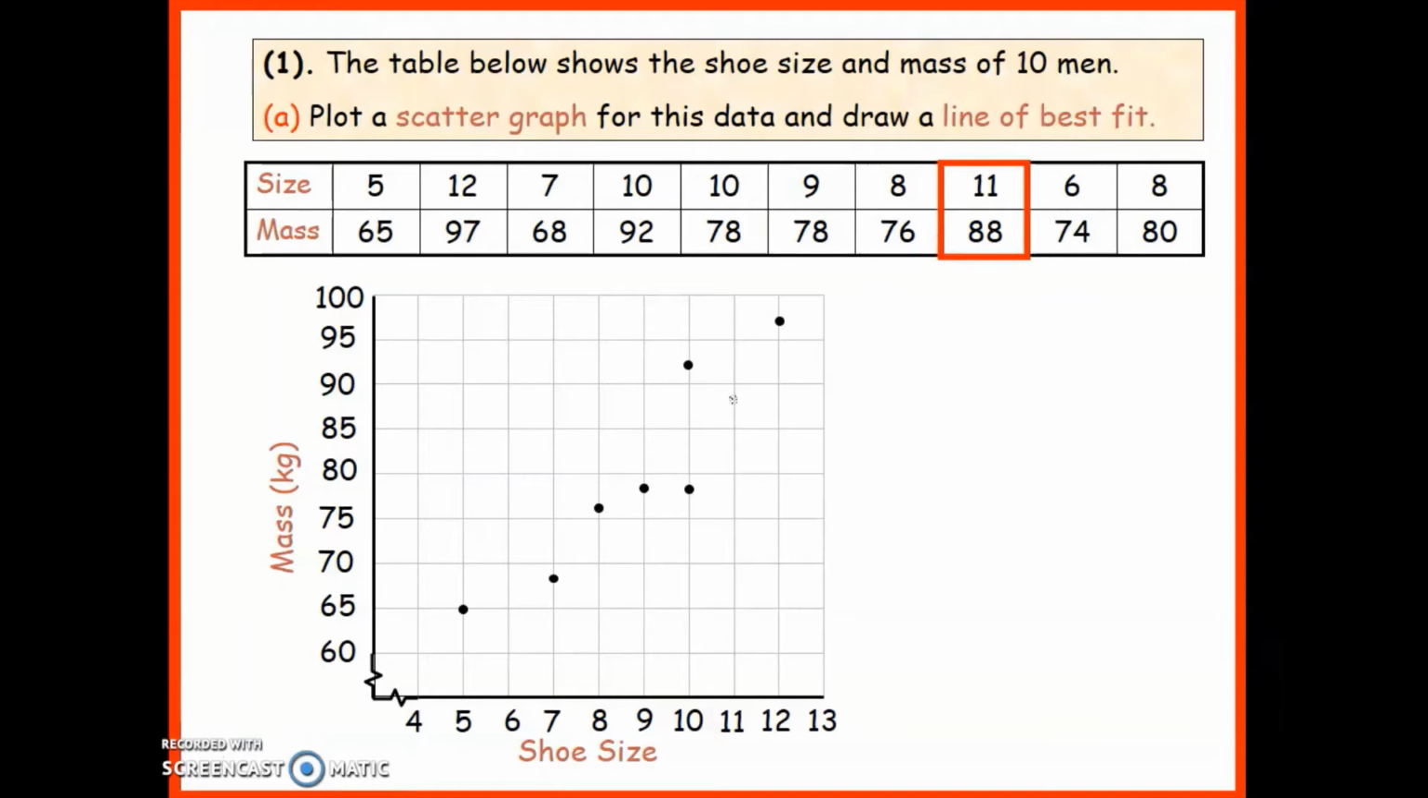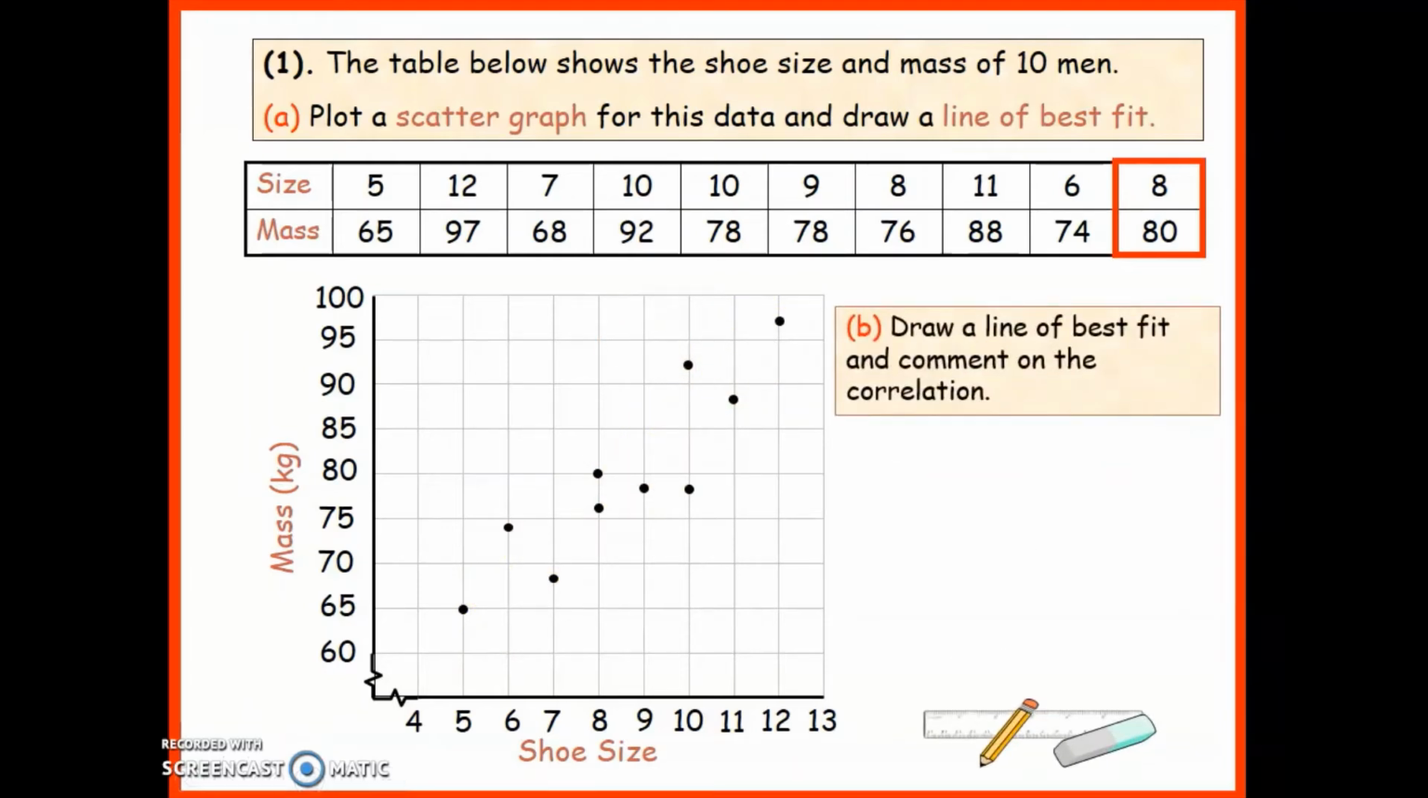So I'm just going ahead and plotting all the data here. And finally, for my 10th man, he has a shoe size of 8 and a mass of 80. So I go along to 8, up to 80, and plot the final scatter point. So here's my scatter graph. We can see already that we are seeing a trend in the positive direction. So we already know it is a positive correlation.